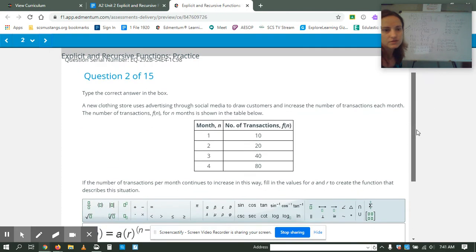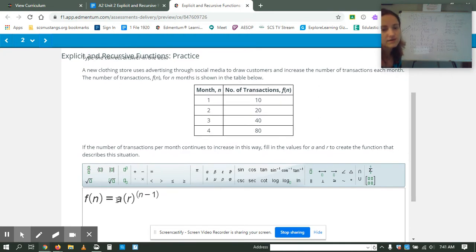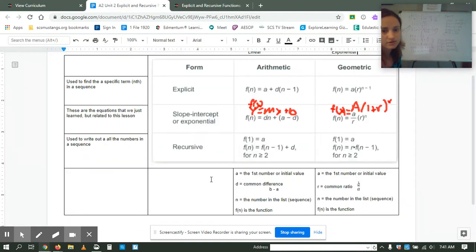So they've got a new clothing store that uses advertising through social media to draw customers and increase the number of transactions each month. The number of transactions, or f of n, for n months is shown in the table below. If the number of transactions per month continues to increase this way, fill in the values for a and r to create a function that describes the situation. So if we're looking at this one, the only thing we need to find is a value for a and for r. So if you remember those definitions that I gave you over here on this page, a is the first number or the initial value.